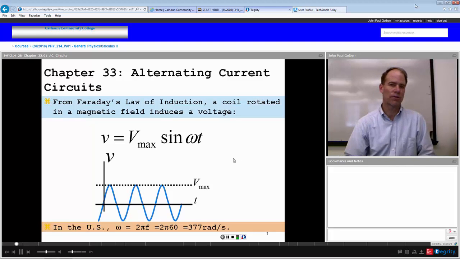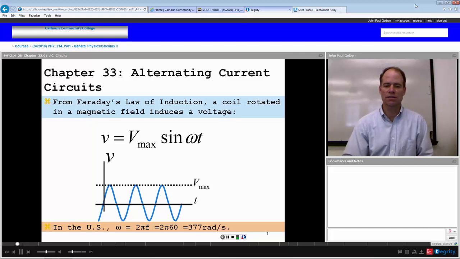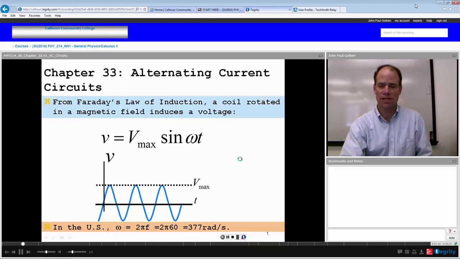The frequency that we use in the United States is 60 Hertz, which corresponds to an angular frequency, omega, of 2 pi times 60, or 377 radians per second. So in general, unless otherwise stated, we are using an omega that is equal to 377 radians per second. If we were in Europe, it would be 50 Hertz, which would be an omega of 100 pi, or 314 radians per second.